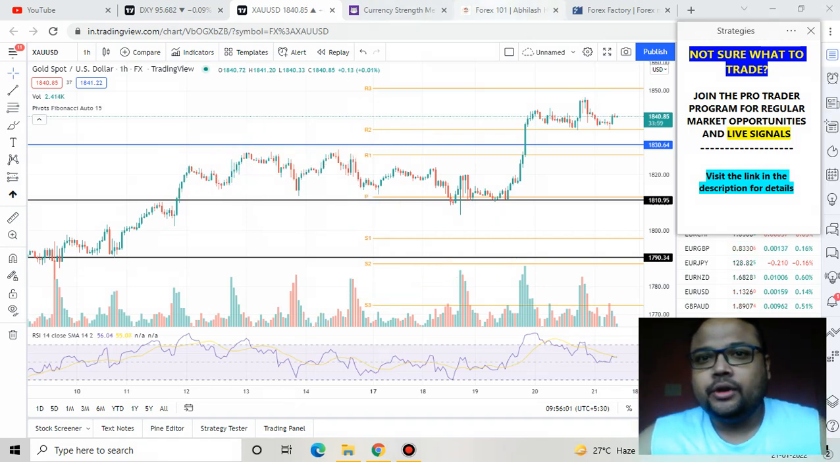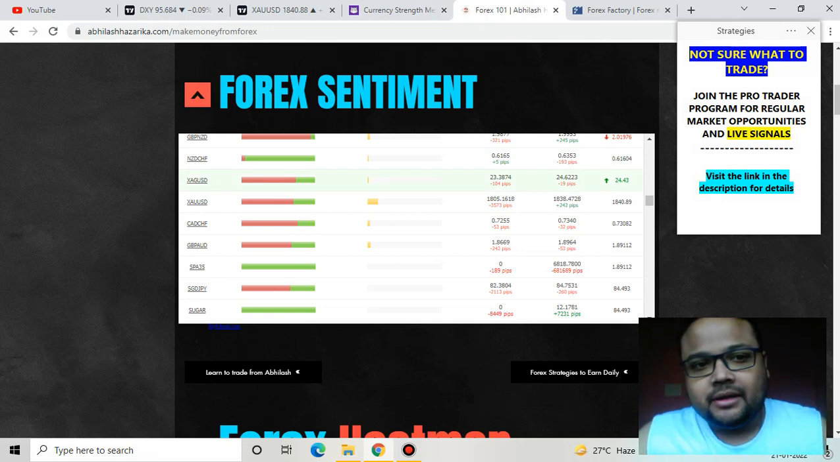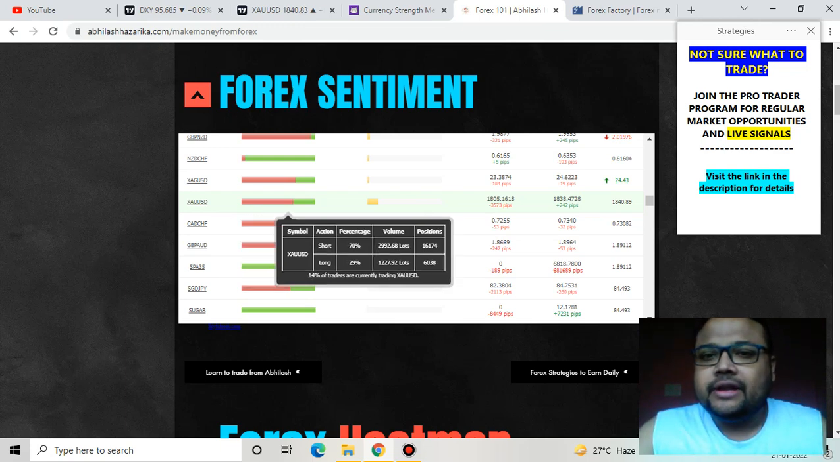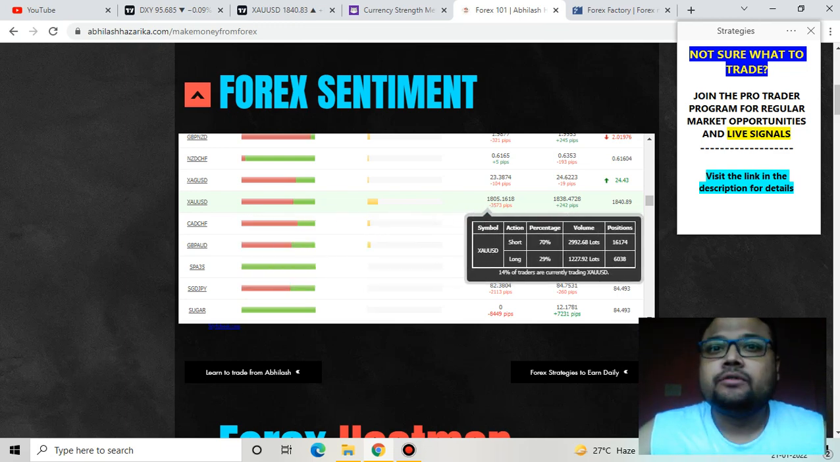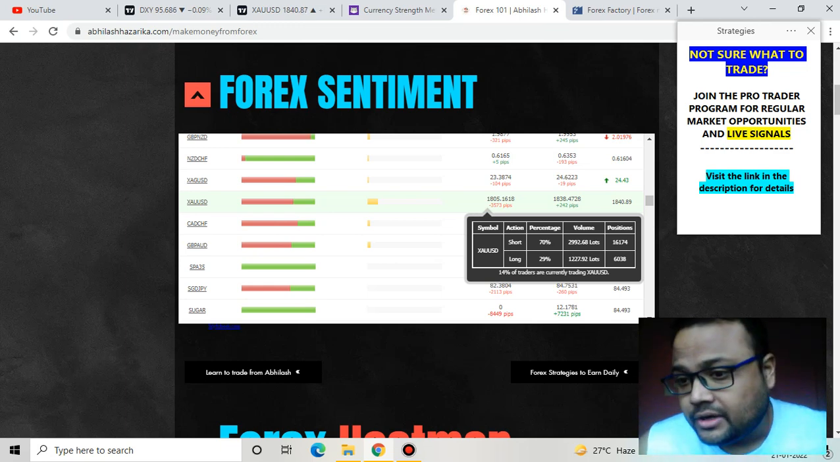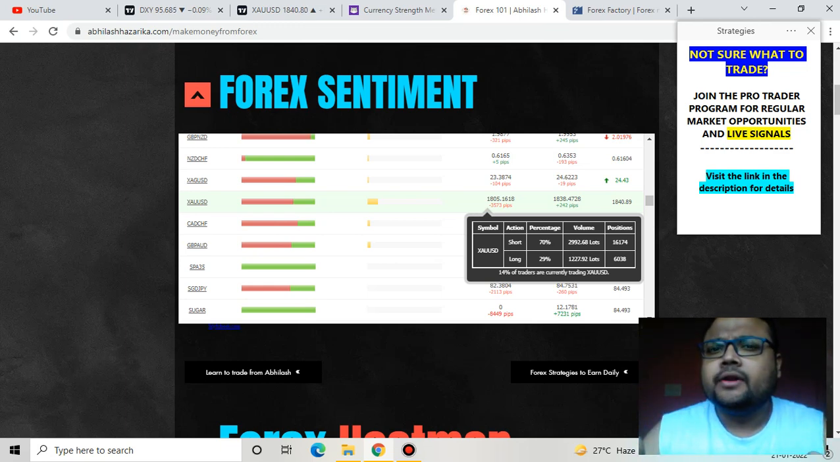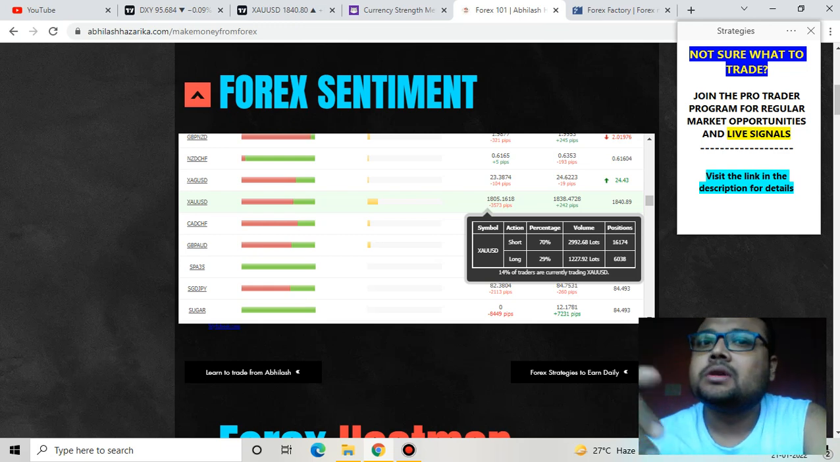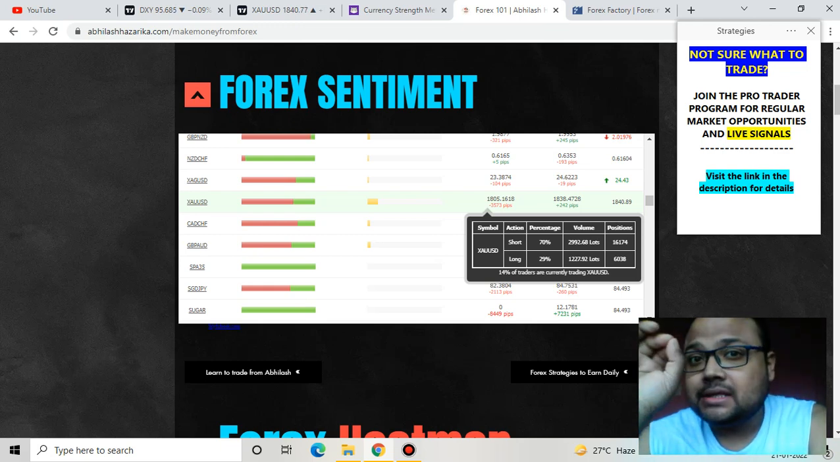If I take you to the Forex sentiment meter here, you can see that 70% of retail traders are on the sell side. Most of the retail traders have taken sell positions around 1805. So you all are in heavy loss right now. My dear friend, if you have a sell position on gold right now, keep in mind that there is more upside on gold. If gold crosses 1850, 1860, then please be careful and try to exit from your sell position.